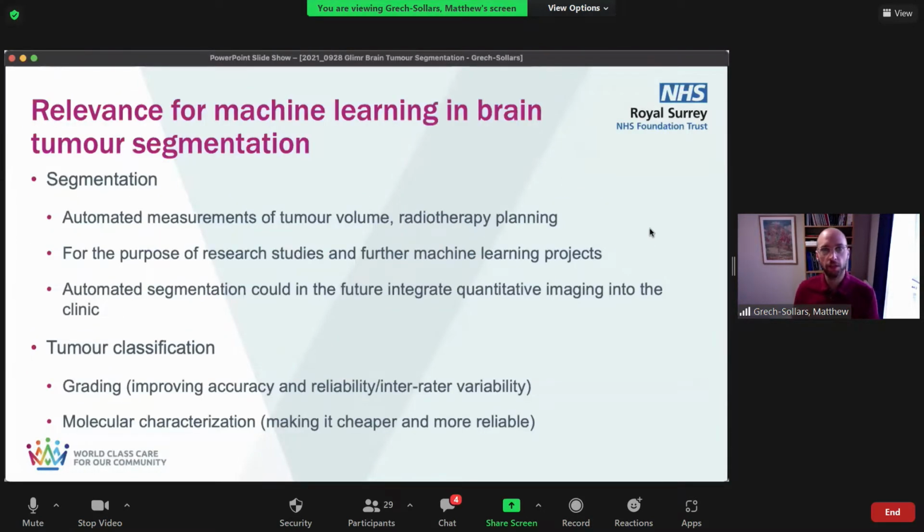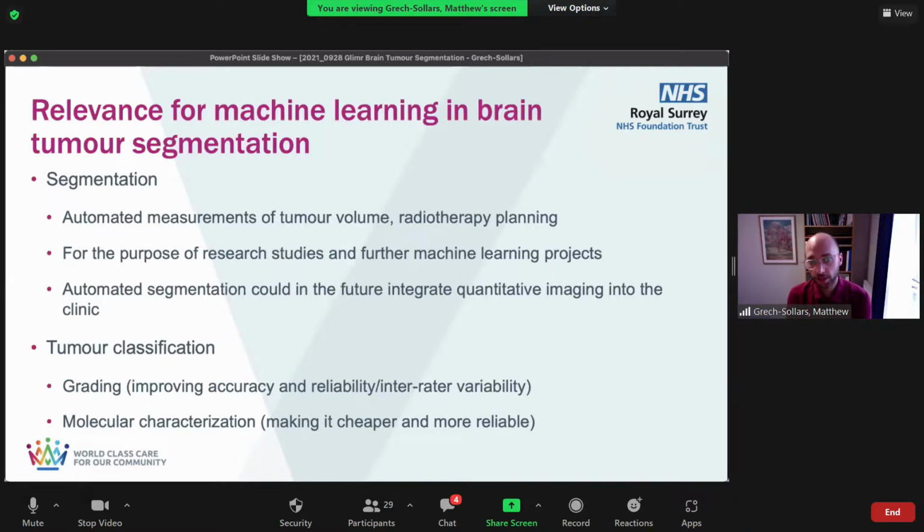In terms of the relevance for segmentation, at one point I did think, how relevant is tumor segmentation in an actual clinical environment, and how would it be useful? The main things I came up with are automated measurements of tumor volume and radiotherapy planning. Often we hear within a clinical report that the tumor has grown in size or not. If we have these automated tumor measurements which cover the whole volume, could we improve our diagnosis of what's going on? It would also definitely be helpful within radiotherapy planning in general.